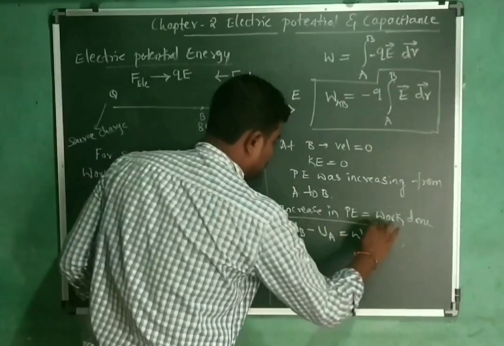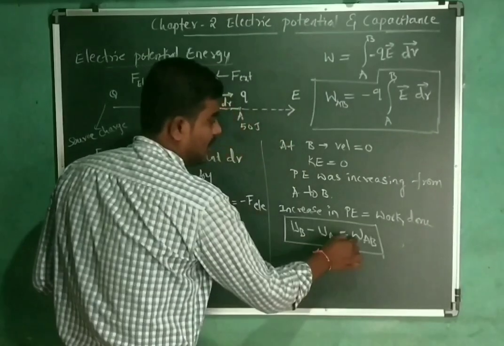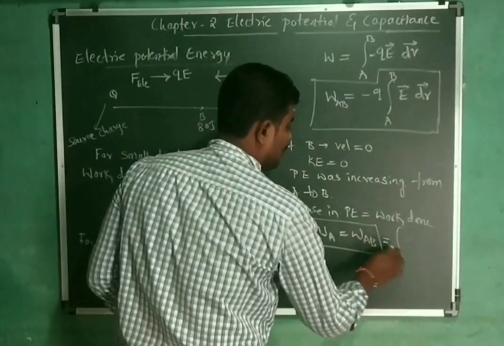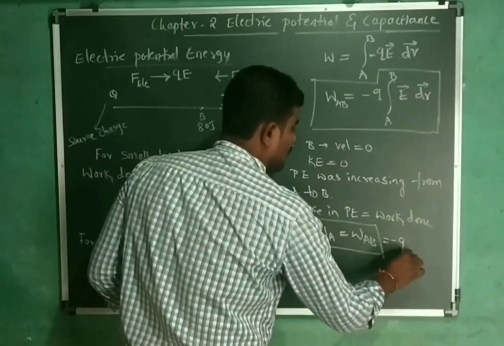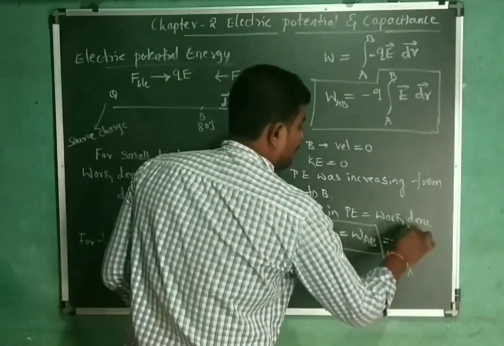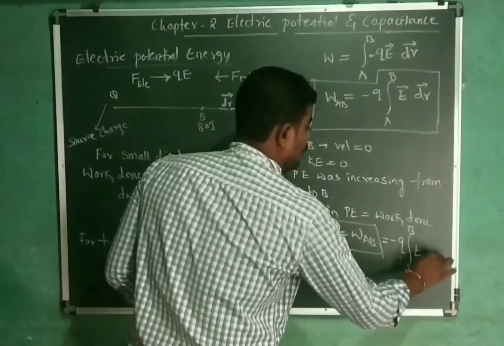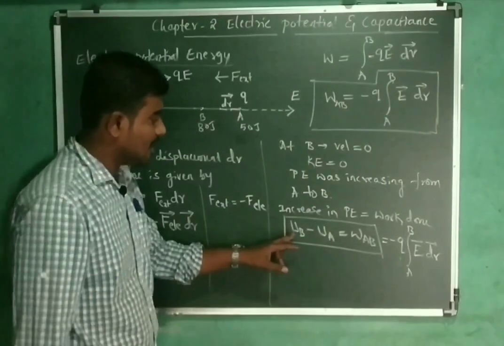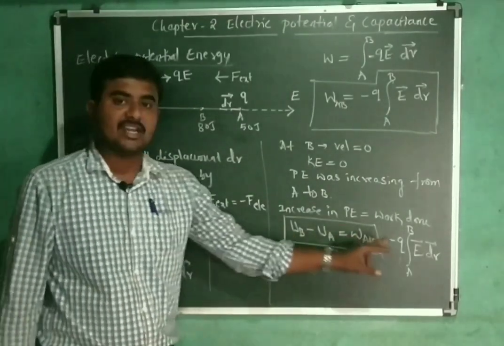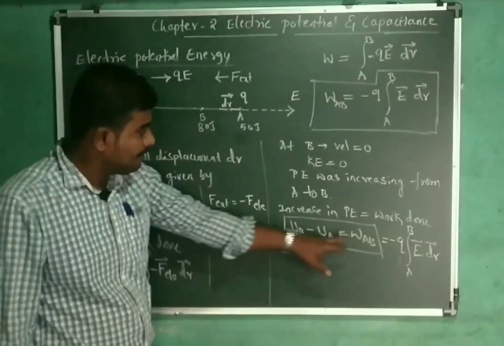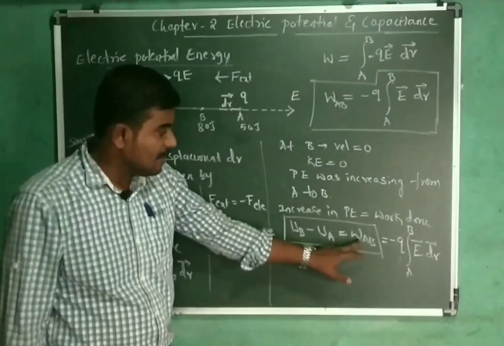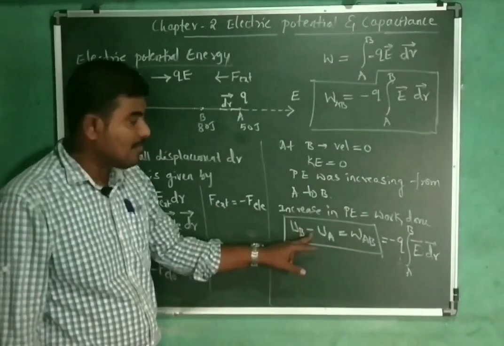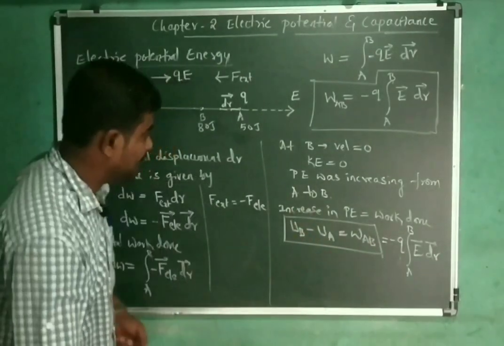Okay, and we have already calculated WAB. It is equal to minus Q integration from A to B of E dot dr. Okay, so this is the electric potential energy. WAB, work done in bringing a charge from A to B, is equal to final potential energy minus initial potential energy.